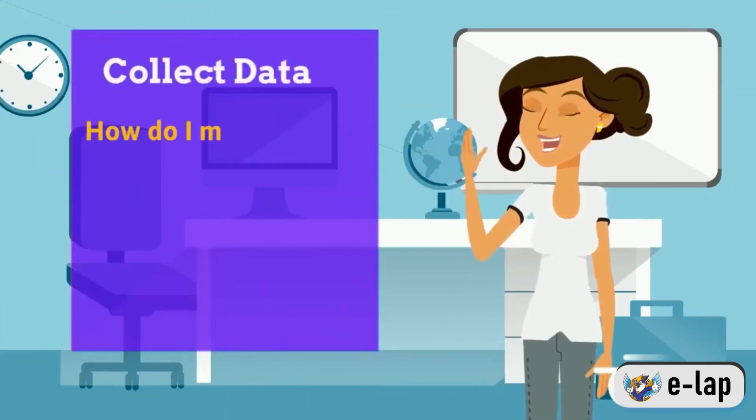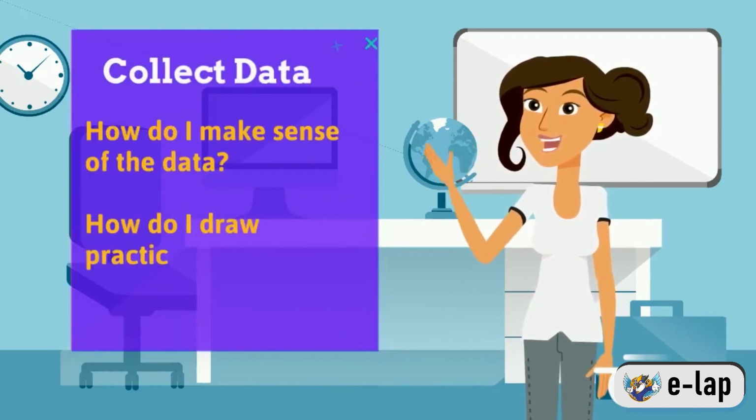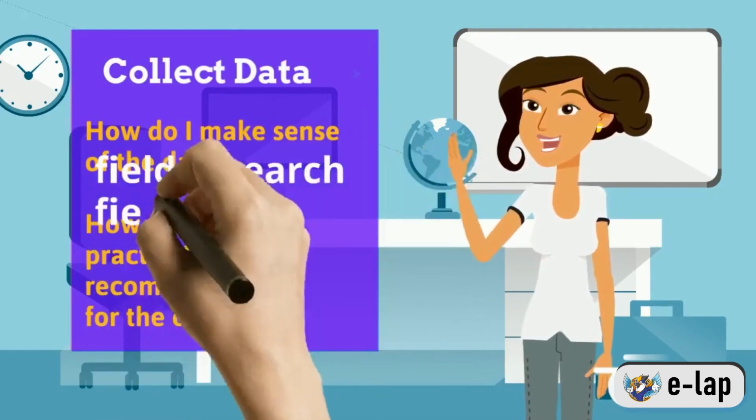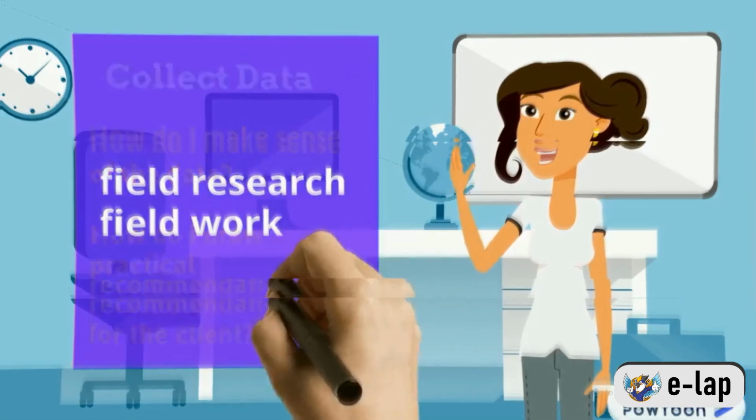2. Collect data. Here are some valuable tips for data collection if you are using an observation, focus group, interview, or survey. Collecting data from these primary sources is usually referred to as field research or field work. The success of your field work depends on how diligent and thorough you have been in the previous steps. Once you start collecting more and more data, you will be asking yourself a number of questions, such as, how do I make sense of the data? How do I draw practical recommendations for the client?